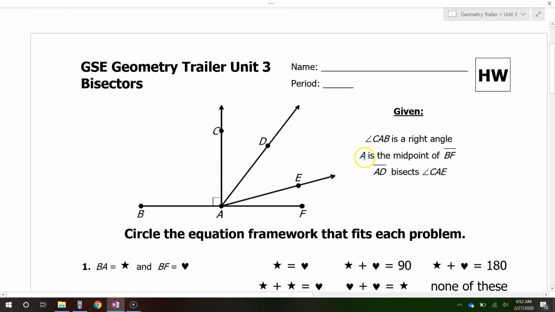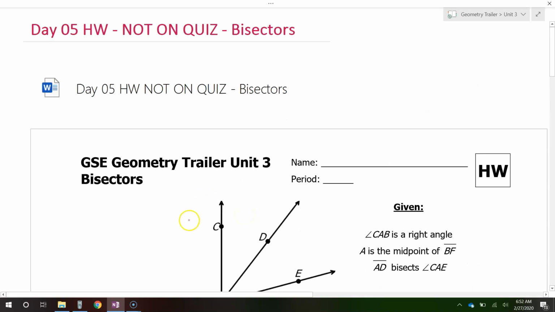Also, we are given that point A is the midpoint of segment BF. So they are telling us that point A is the midpoint. That means that this segment BA and this segment AF are going to be equal. So keep that in the back of your mind.